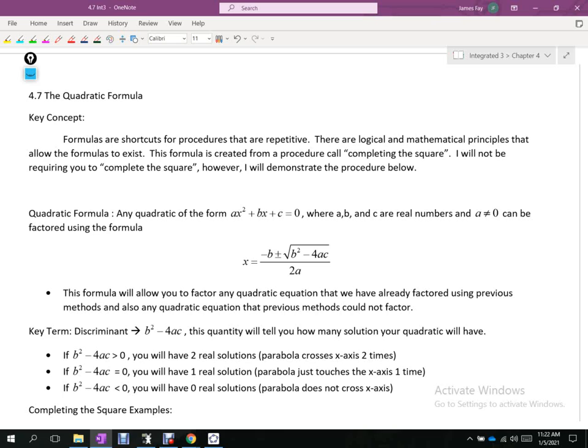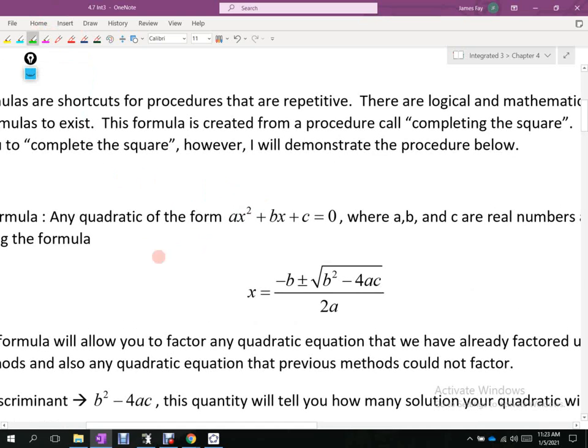All right, so this is your quadratic formula. It's called the quadratic formula because it attaches to a quadratic equation. This is our fundamental basic quadratic equation, right?